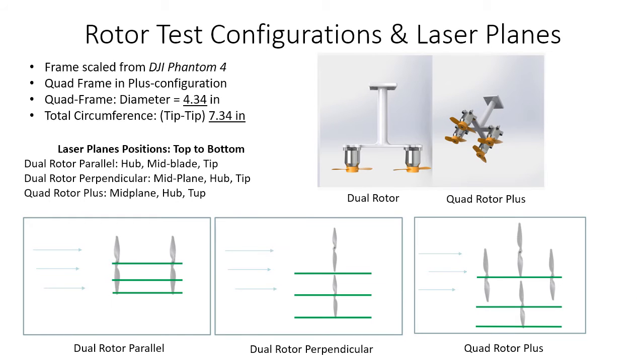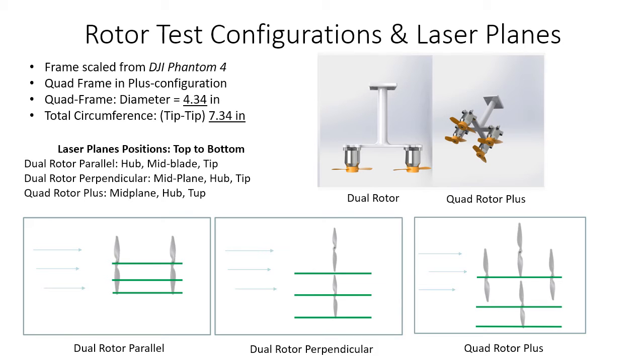For the rotor test configuration and laser plane, I wanted to test two multi-rotor systems, a dual and quad rotor system, to compare the difference between the number of rotors. So I started out with a DJI Phantom 4 and scaled that down to small enough that it could fit in the water tunnel. The system had a diameter of 4 inches, with the 3-inch blades added on that has a total circumference of 7 inches.